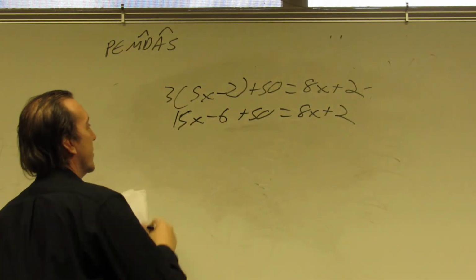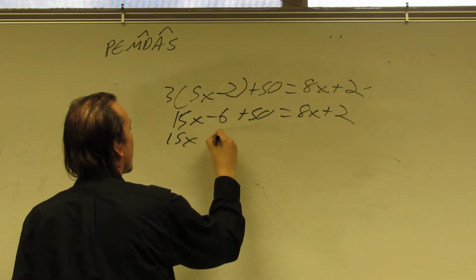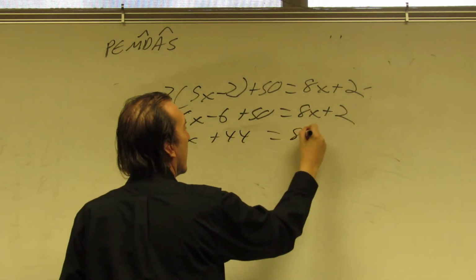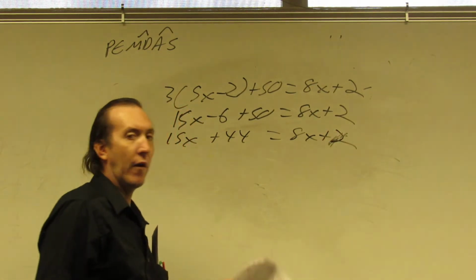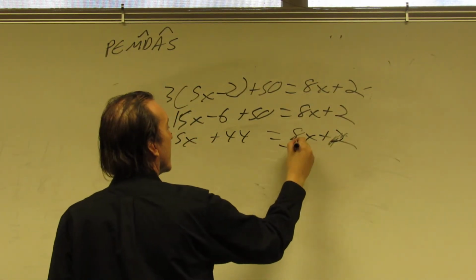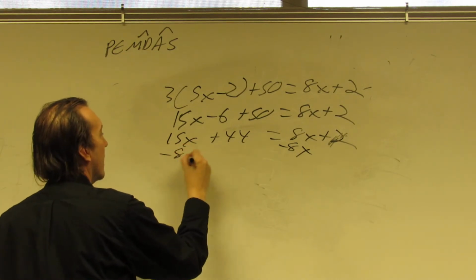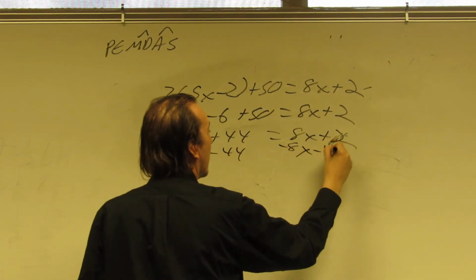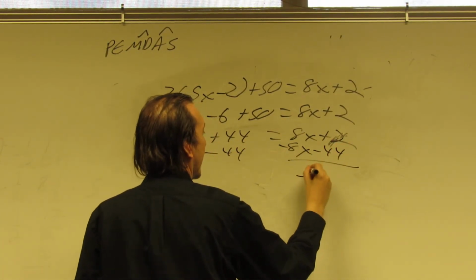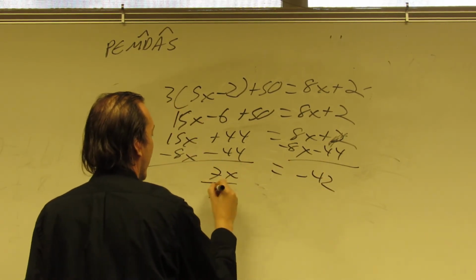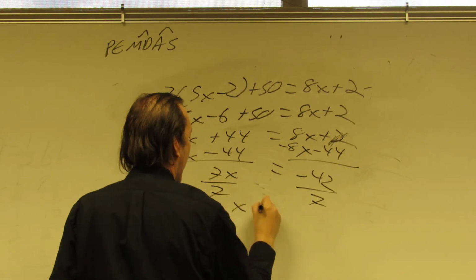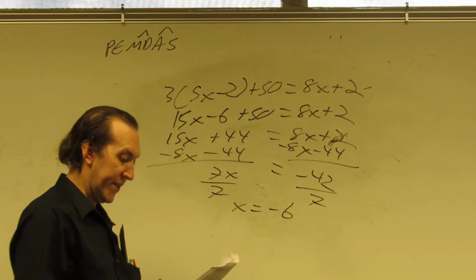Okay, so we need to combine like terms. 15x plus 44 equals 8x plus 2. We need to move all our x's to one side and numbers to the other. So I'm going to subtract 8x, subtract 44. On this side, I'm going to get negative 42. On this side, I'm going to get 7x. Divide both sides by 7. X equals negative 6.